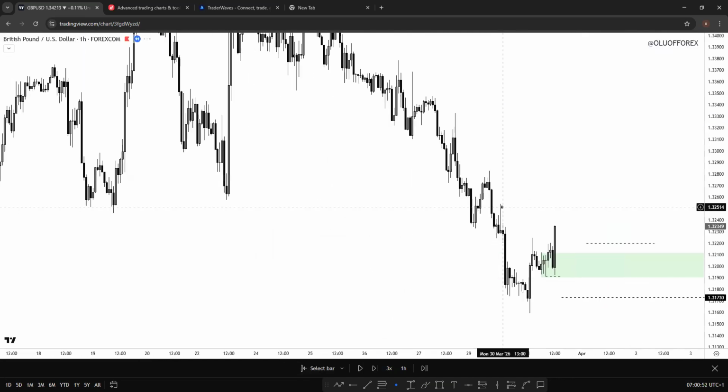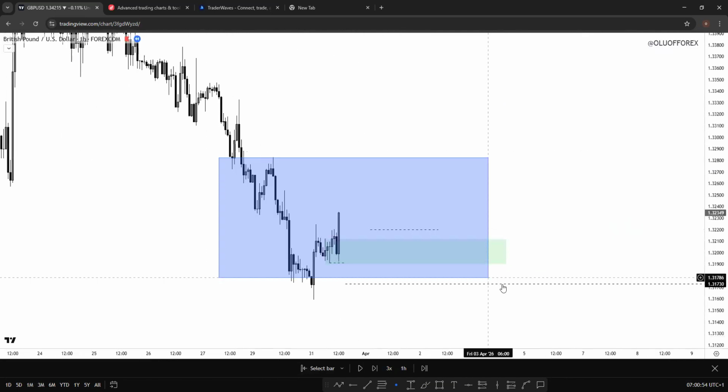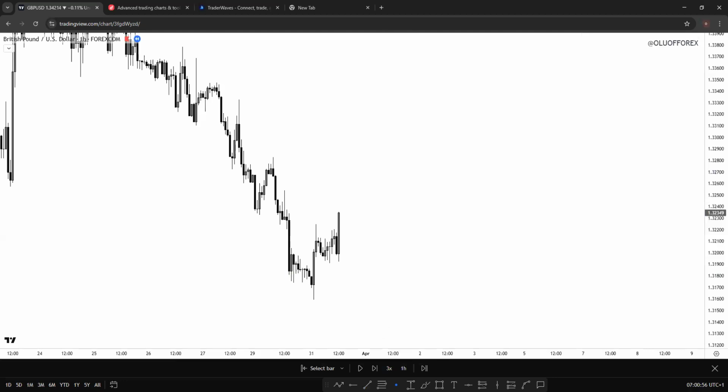Now I'll show you how the market trapped a lot of traders. Let's learn. When price gives this break of structure, this minor break of structure, this is what happened. This was a break of structure. Now I even missed one trade here.